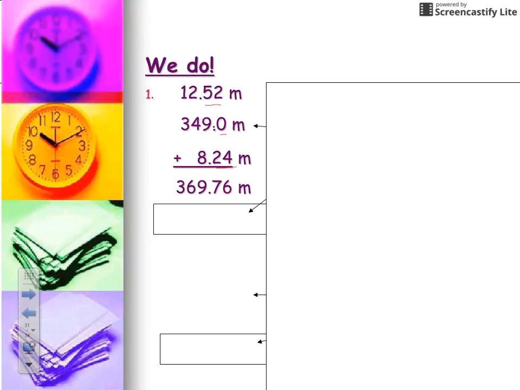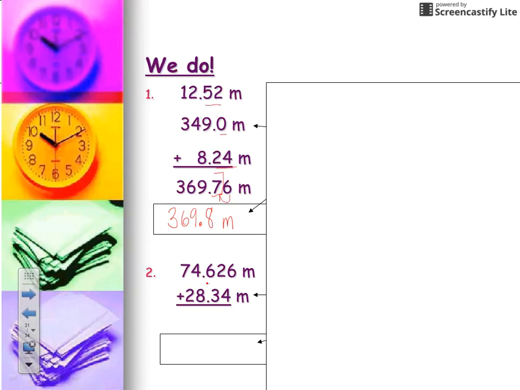So since this had only one decimal place, it had the fewest decimal places, I'm going to round my answer so that it has only one decimal place. So you're rounding it here. And now you're going to look at the 6. The 6 is going to round the 7 up. So you would write your answer as 369.8 meters. One decimal place here because this had one decimal place. That was the fewest decimal places.